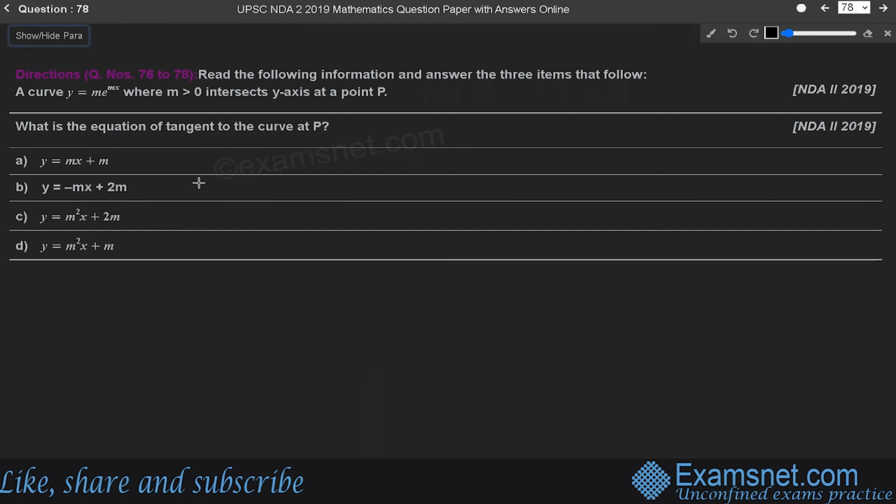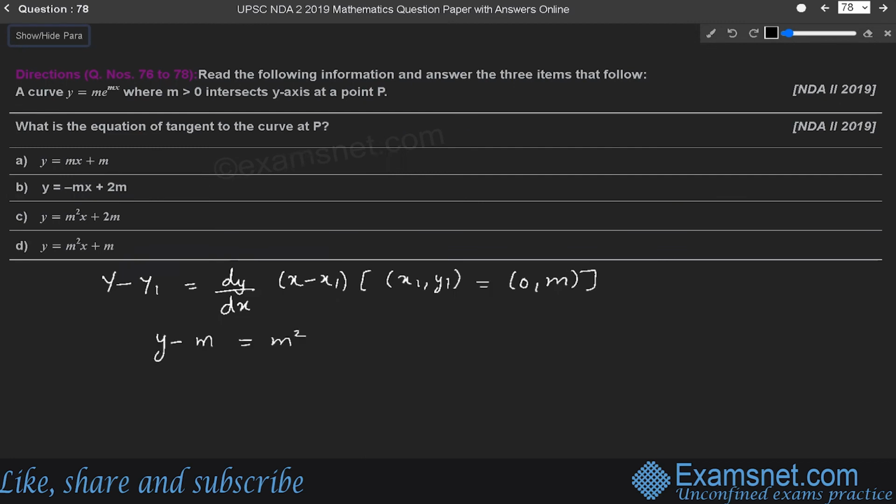Next question also has the same directions. Here the question is, what is the equation of tangent to the curve at P? So the equation will be y minus y1 is equal to dy by dx into x minus x1, where x1 and y1 will be 0 comma m. So y minus m will be equal to m square into x minus 0. So y will be equal to m square x plus m. This is the required equation of the tangent to the curve at P. Therefore, the correct option is option number D here.